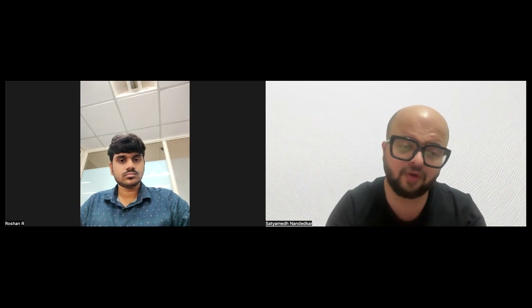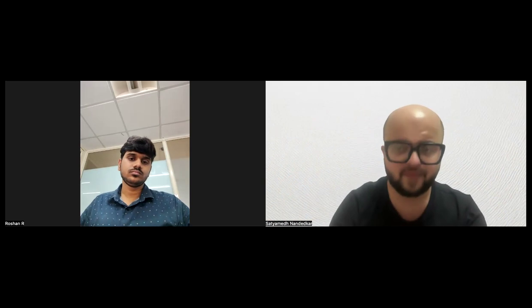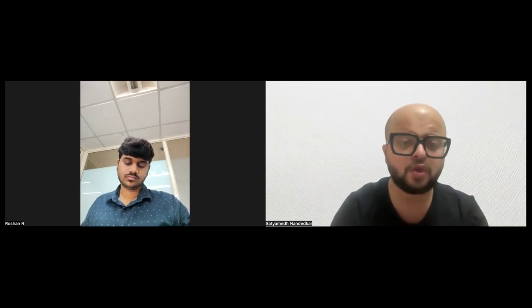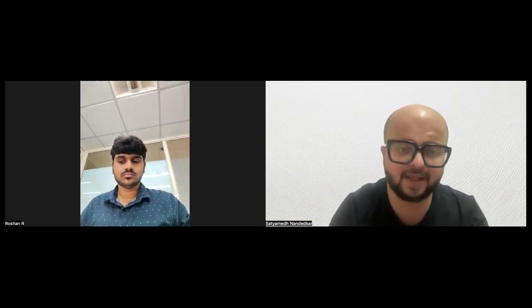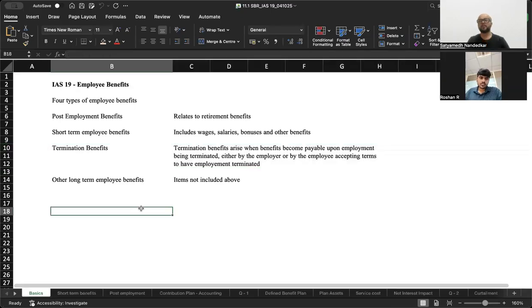See, the scope of IAS 19 is huge. But what we have in our SBR syllabus is a very limited exposure to IAS 19. So let's keep it around that. Now, employee benefits could primarily refer to four types of benefits. Post-employment benefits relate to retirement. Short-term employee benefits include wages, salaries, bonuses, and other benefits.